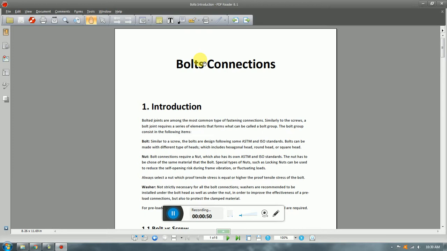pneumatic systems, hydraulic systems, stresses, thermodynamics, and also design engineering. Okay, including not just how to design parts using CAD software, but also things like connections, how to connect parts, how to make assemblies, and so on. In this part, we're going to start with the joints.